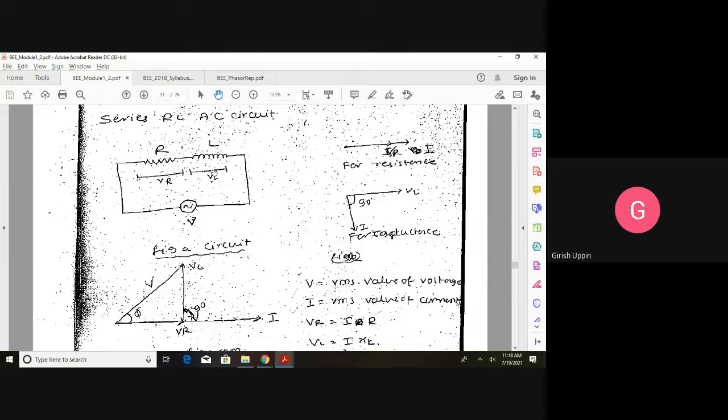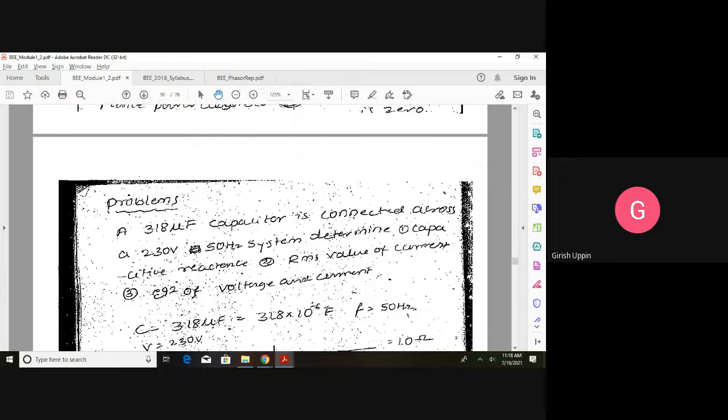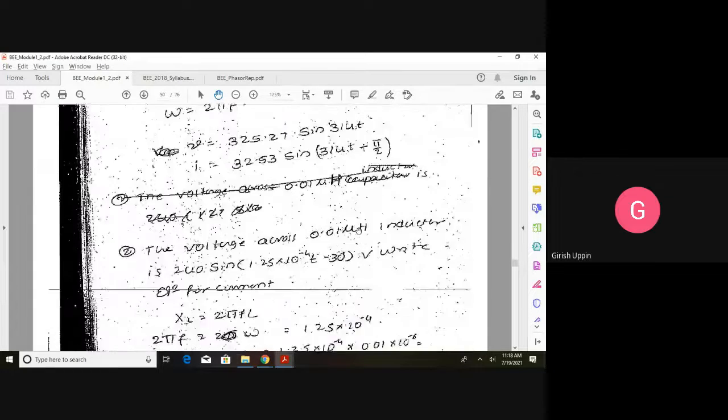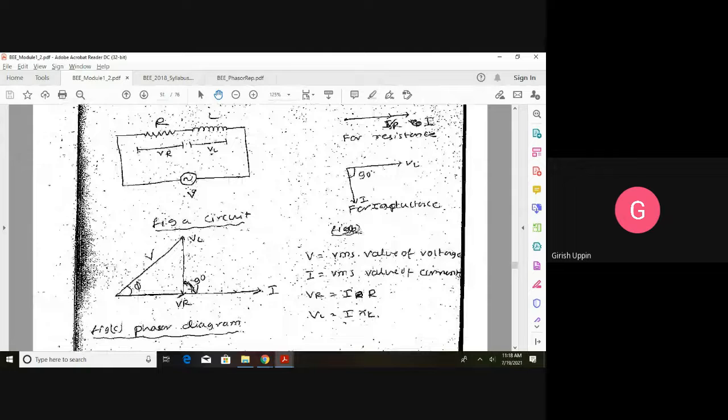For pure inductance, VL is the voltage across the inductor, I is the current. What is the relation? The current I will lag the voltage VL by an angle 90 degree. So you can see this is VL and current is lagging by 90 degree. Just assume that you are going to rotate this one anti-clockwise so that I comes on the x-axis and VL comes on the y-axis, and you join both of these.